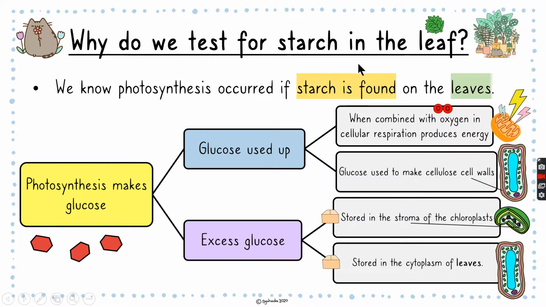So that's why we're going to test for starch instead, because we know that the plants are going to make glucose during photosynthesis, and if they are doing a lot of photosynthesis, that means that there will be excess glucose and it will be stored as starch.